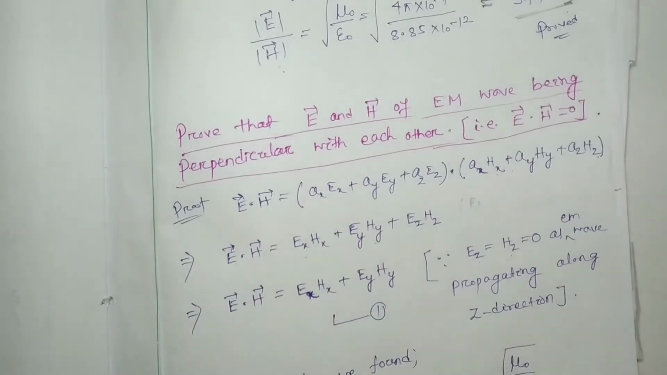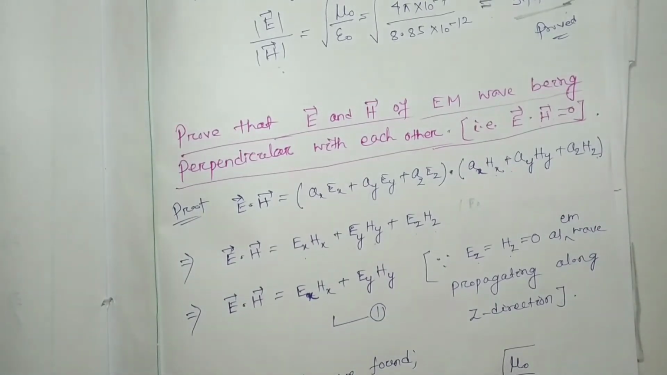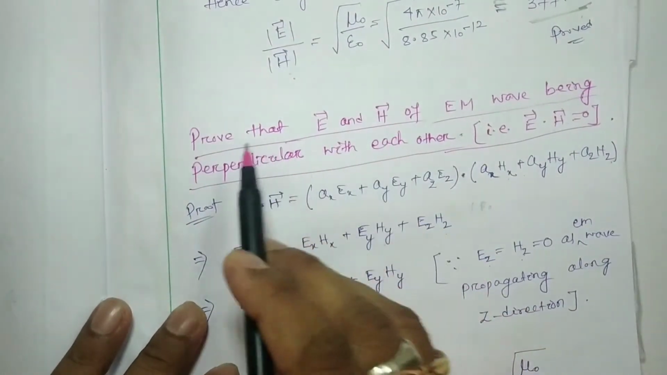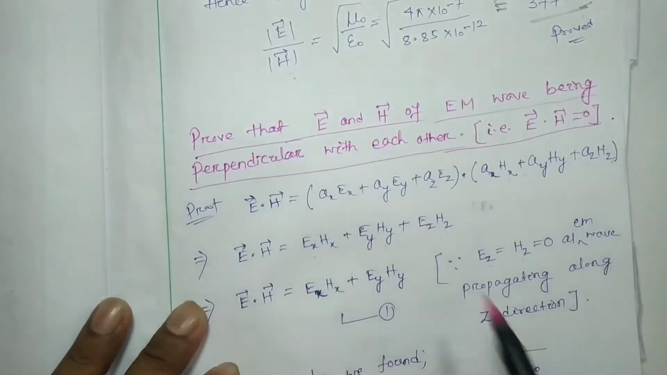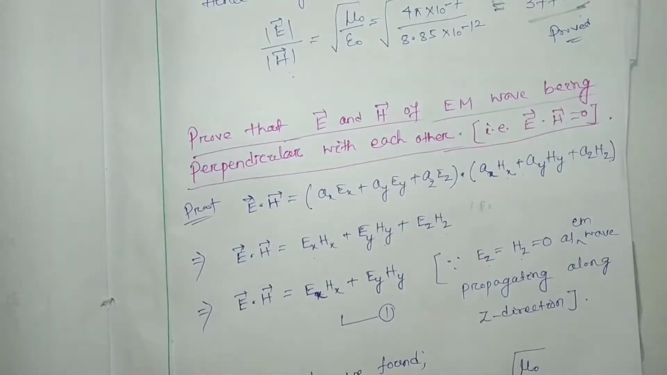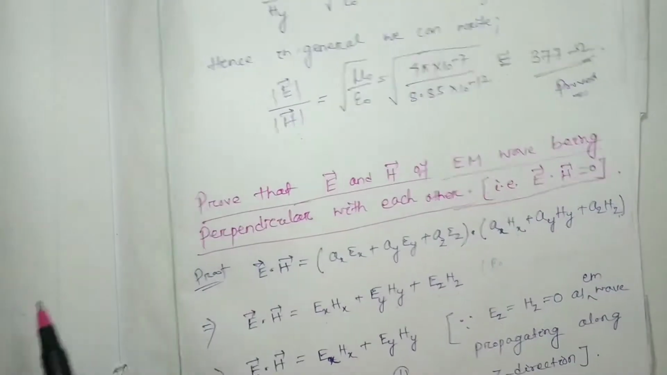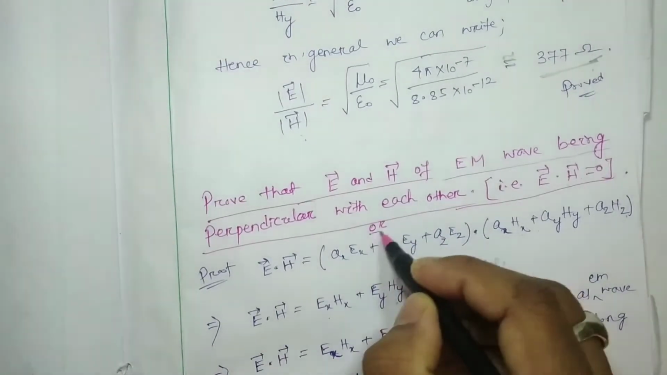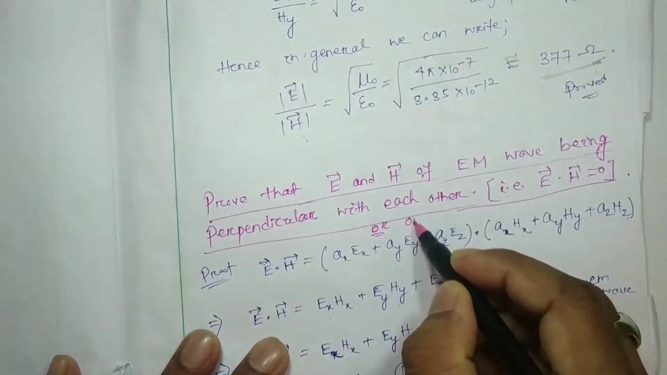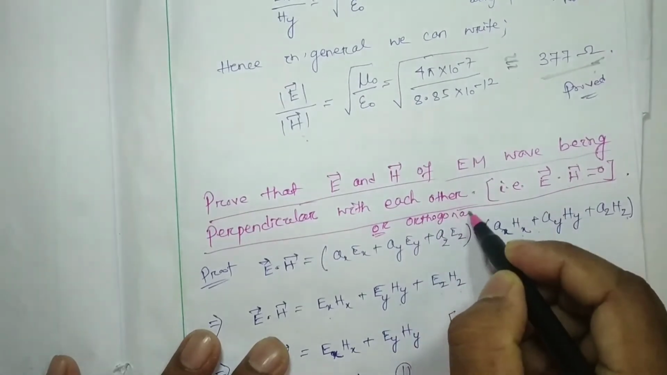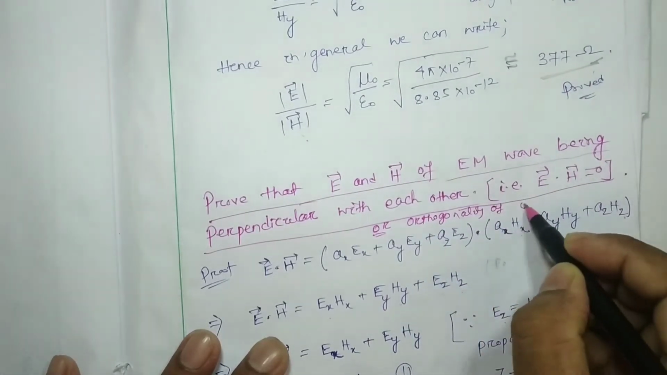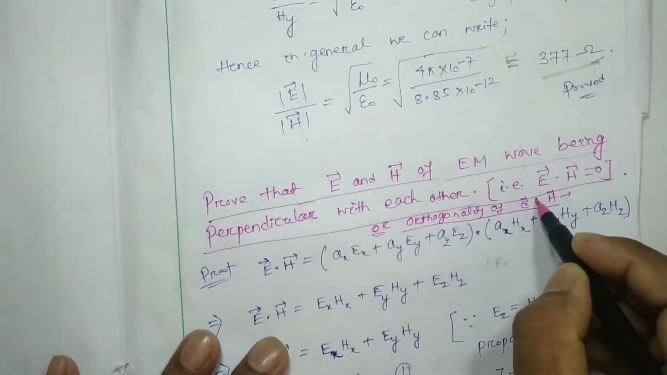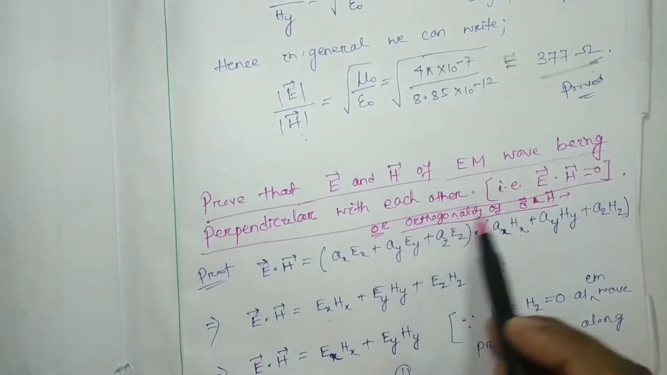Here I forgot to write one thing, that sometimes this is also asked in your exam: prove the orthogonality of E and H. So here I am going to write, or in your heading you can add, orthogonality of E and H. Some books also write it in this way, orthogonality.